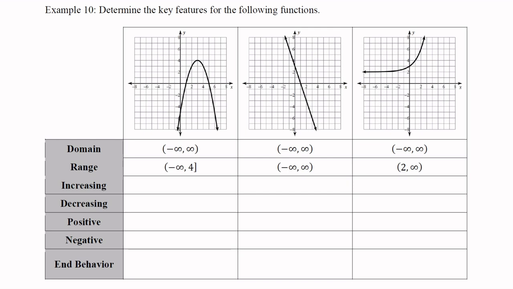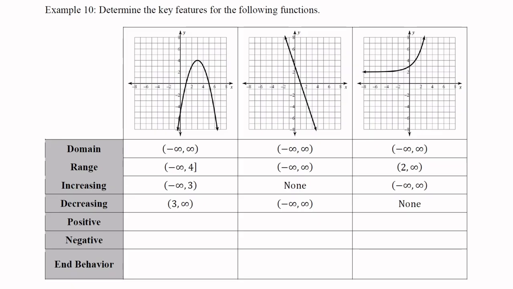For the first one, we're increasing from negative infinity to 3. For the linear function, we are not increasing at all, but we're increasing everywhere in the exponential. For the parabola, we are decreasing from 3 to infinity. We're decreasing everywhere in the linear and nowhere in the exponential.